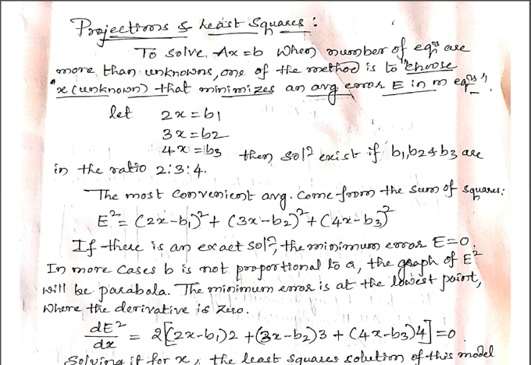Projections and least squares. The next topic in this chapter is projections and least squares. When we are unable to solve Ax equals b, when it has more equations than unknowns, then the methods we need to follow have to be different, and we are going to discuss that.